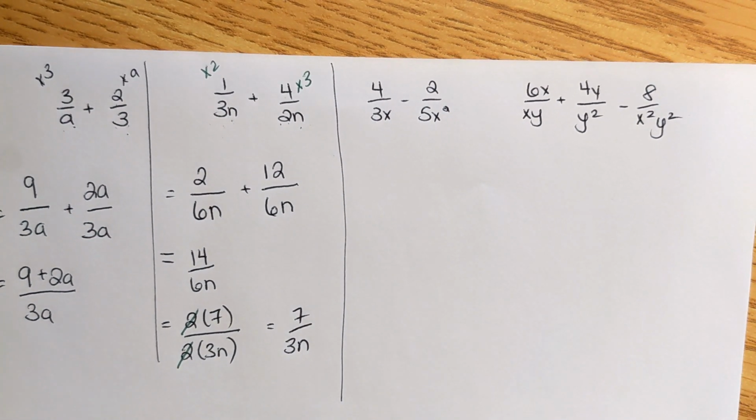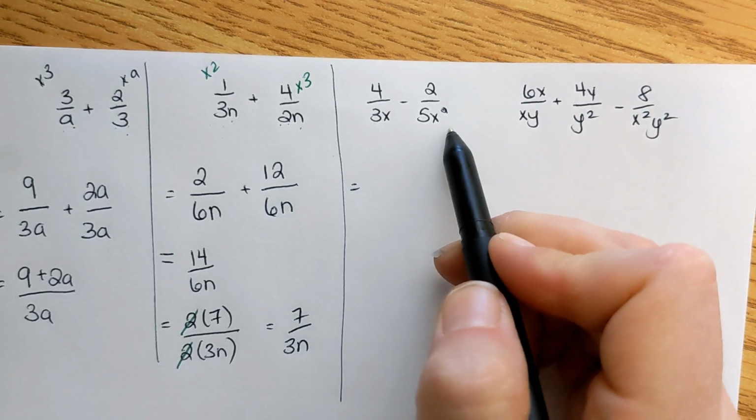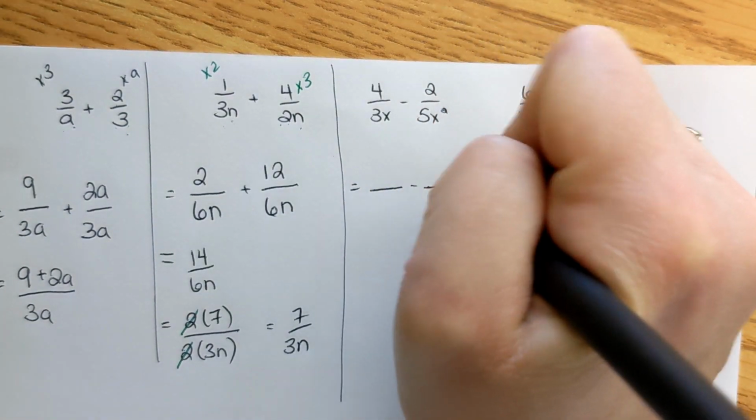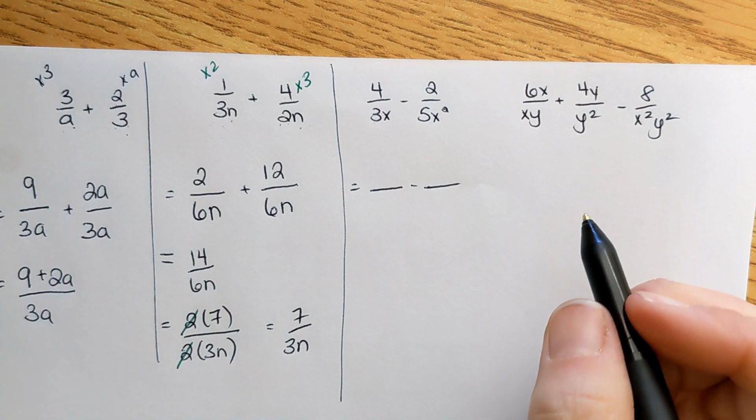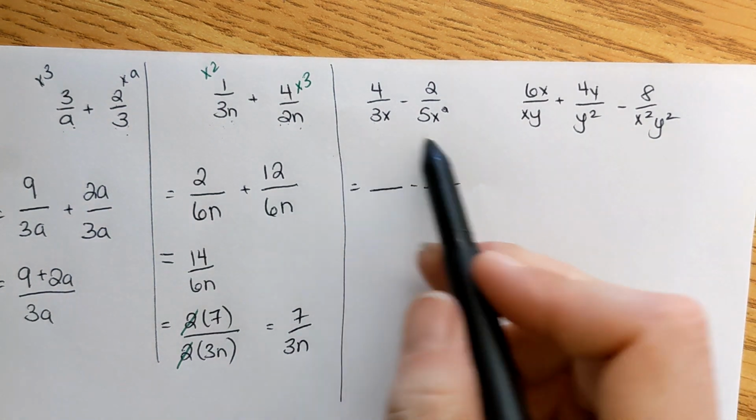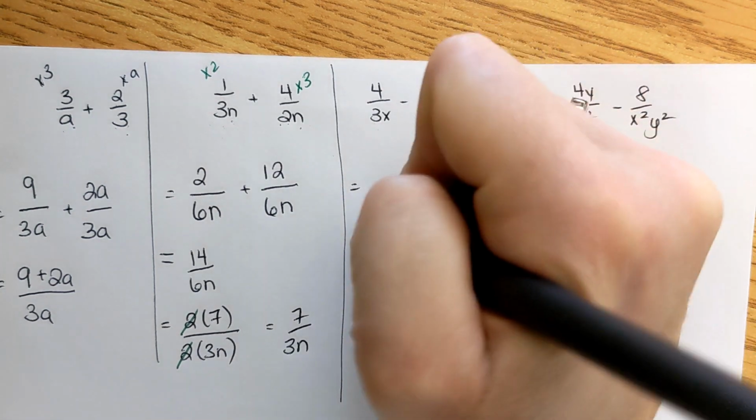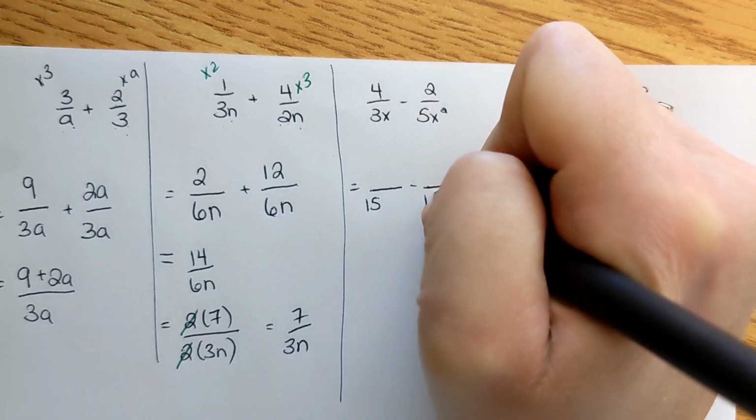All right, number 3. My denominators are 3x and 5x squared. The first thing I'm going to do is look for a common coefficient between 3 and 5. The first common multiple of 3 and 5 is 15. So I'm going to put a 15 in there.